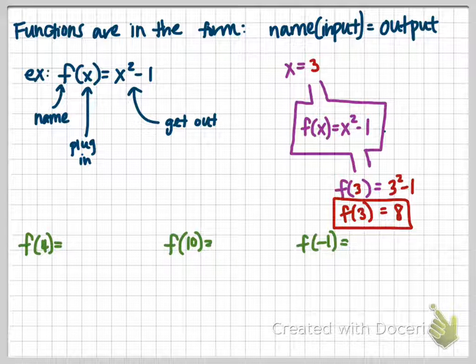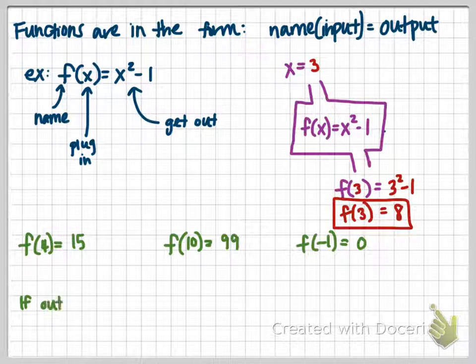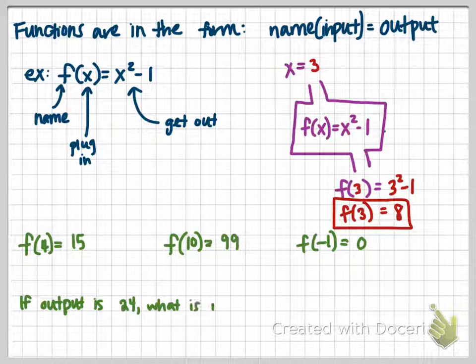Alright, so let's check out what you just did. Hopefully you plugged these 3 numbers into your function, squared them, subtracted 1, and got 15, 99, and 0, remembering that negative 1 squared is positive 1. Okay, so if you got negative 2 on that last one, check that out. I want to ask you one other type of question.